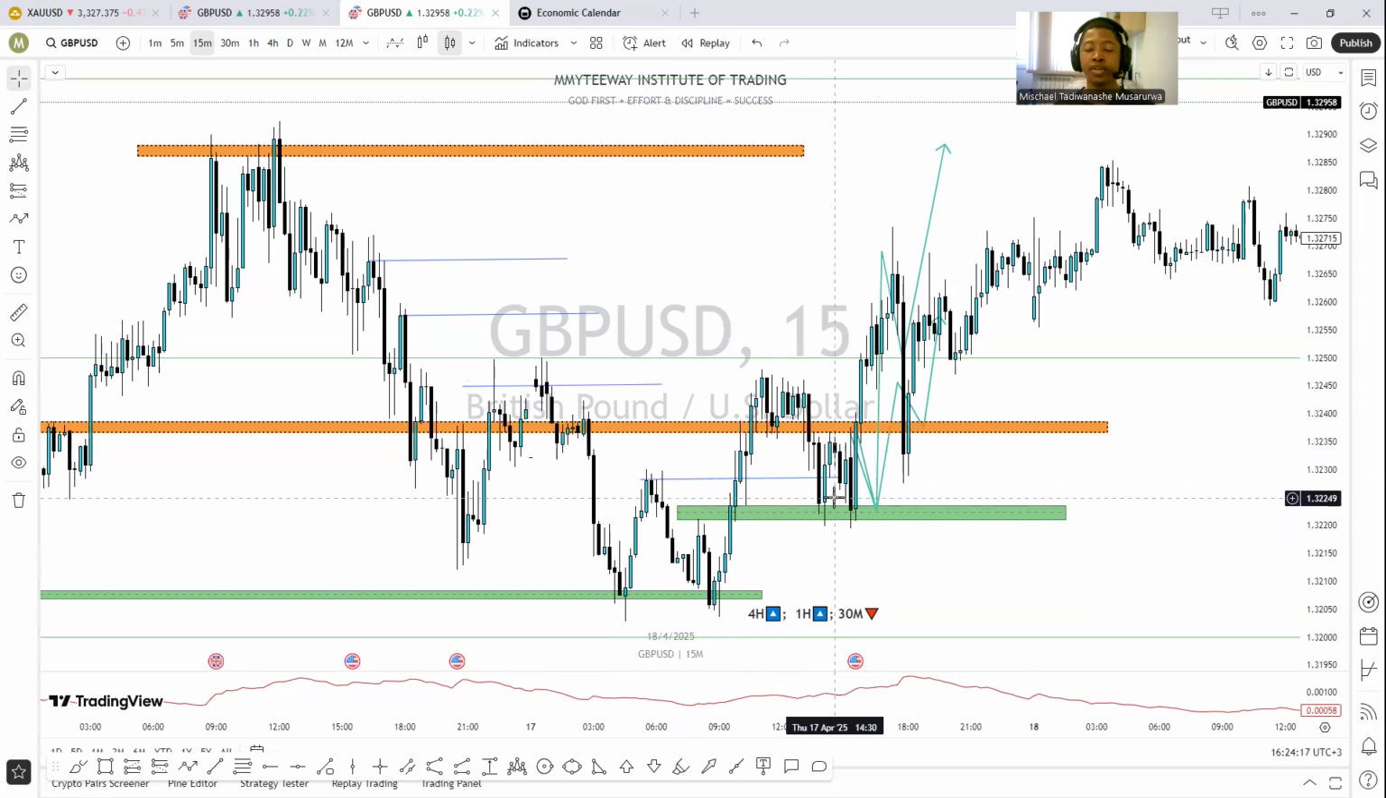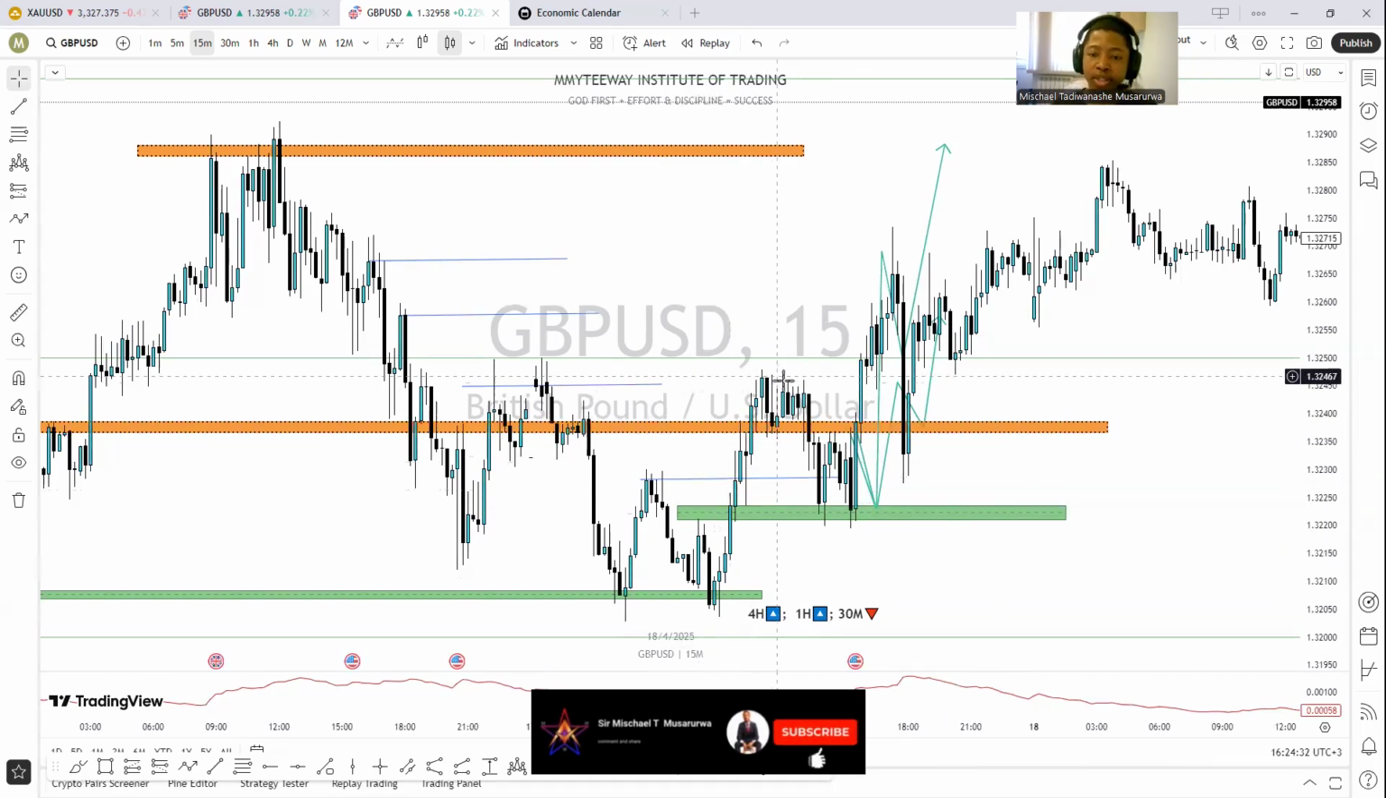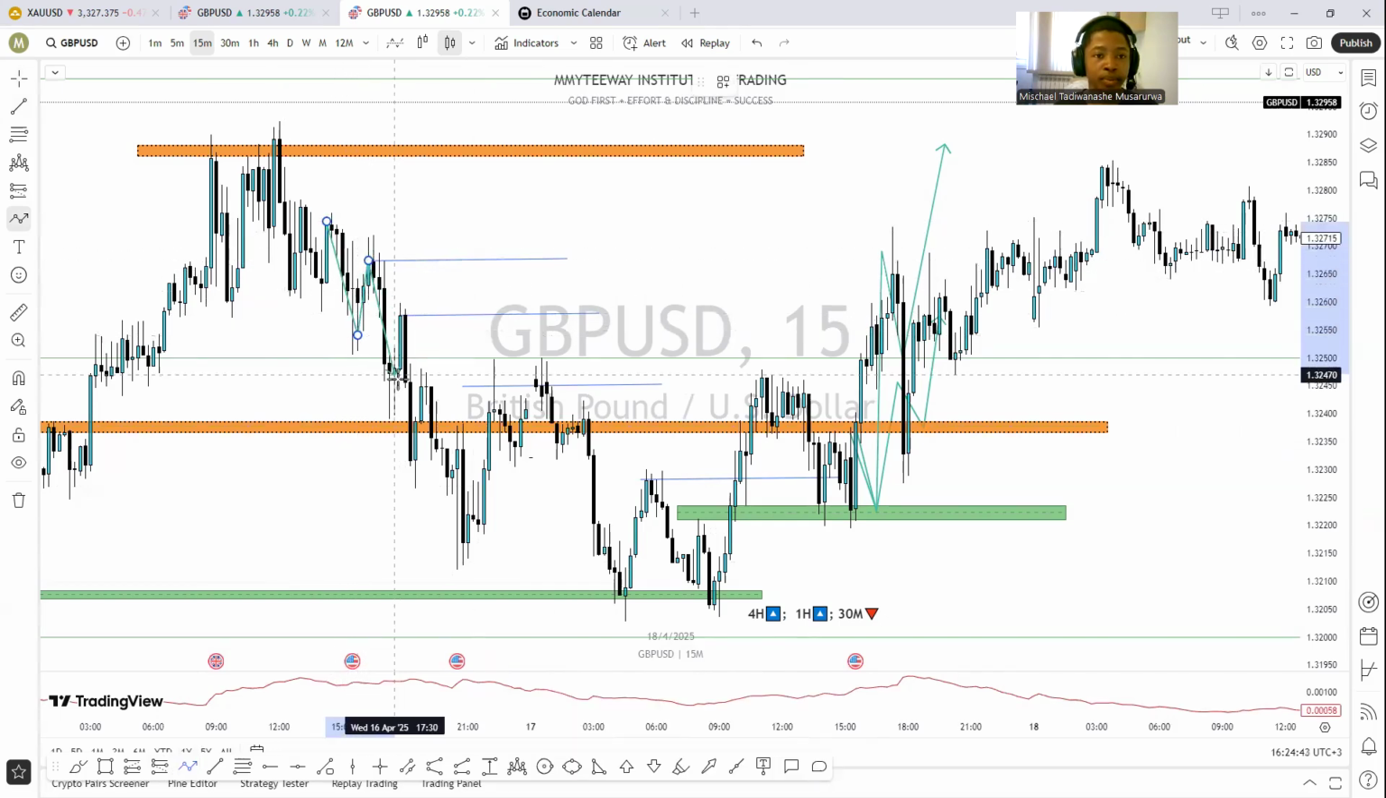Now this would be very convincing if it comes back to retest the area of the lower high. So it broke out and came back to retest. It was moving in this fashion, the graph. Lower highs and lower lows.